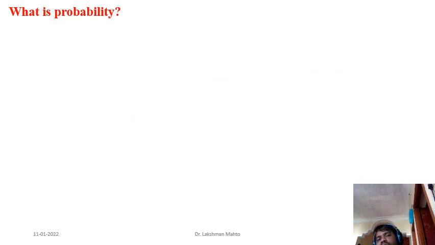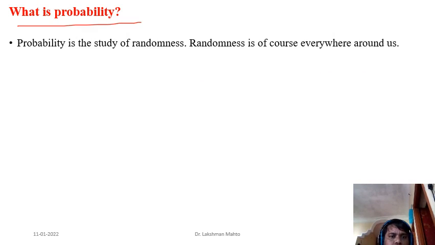So first, I would like to discuss what probability is and where we observe probability. What is the meaning of probability? Probability simply is the study of randomness. Whenever you observe randomness, definitely you can't say things in a certain way. Another way to say randomness is uncertainty. There is always some amount of uncertainty. So you can use the synonyms randomness or uncertainty.